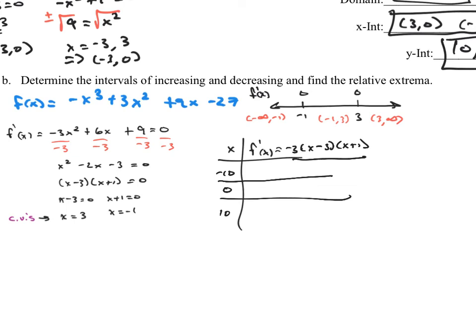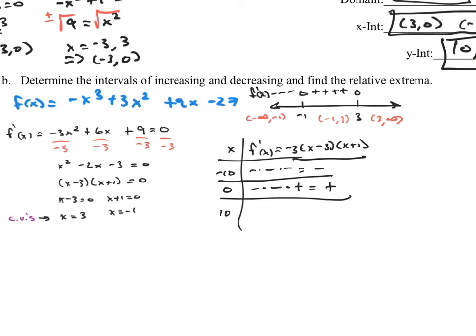Plugging in negative 10, I have the negative from the negative 3. Negative 10 minus 3 is negative, and negative 10 plus 1 is also negative. A negative times a negative times a negative is a negative. Since that test point was negative, everything in that interval must be negative. Let's plug in 0. I have the negative from the negative 3. 0 minus 3 is negative, and then 0 plus 1 is positive. A negative times a positive is positive. Since that test point was positive, everything in that interval must be positive.